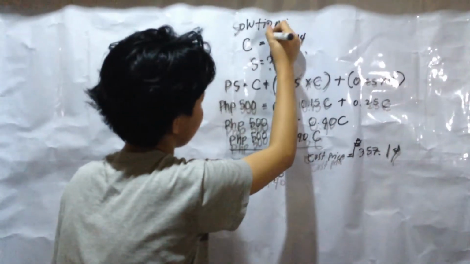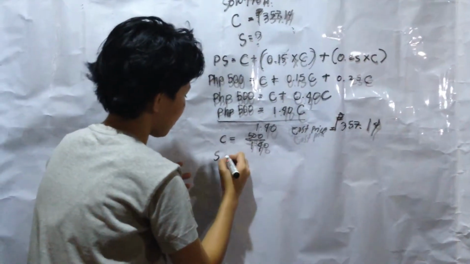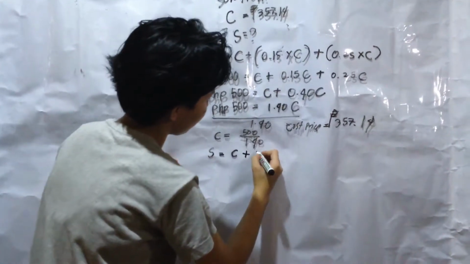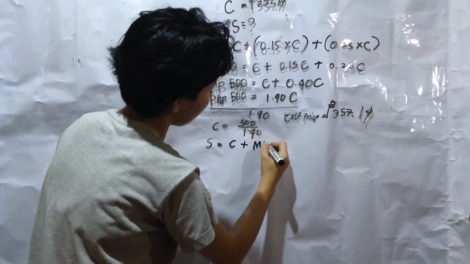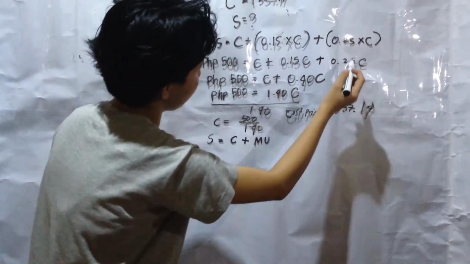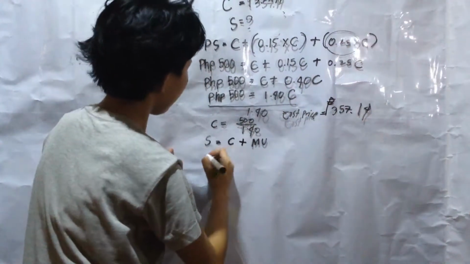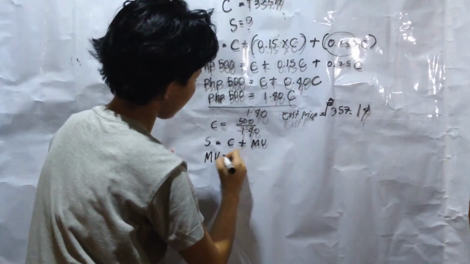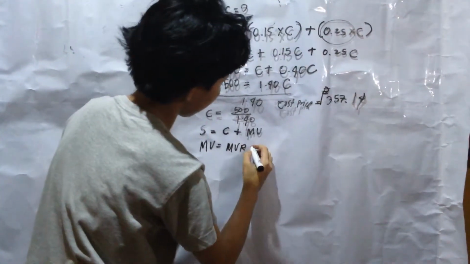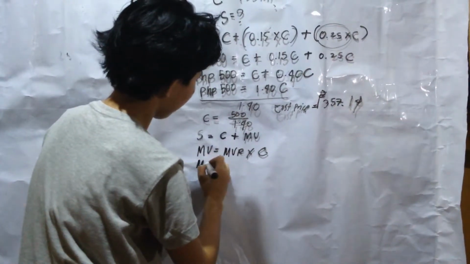357.14 pesos. Formula ng selling price is equals to cost price plus yung markup. Since wala pa yung markup natin, markup rate lang ang meron. Itong markup rate. Markup is equals to markup rate times cost price. Kunin muna natin yung markup niya.